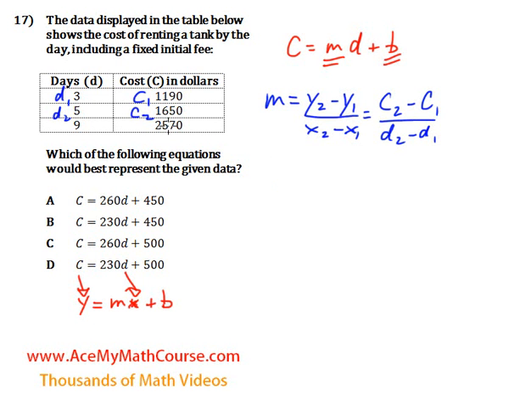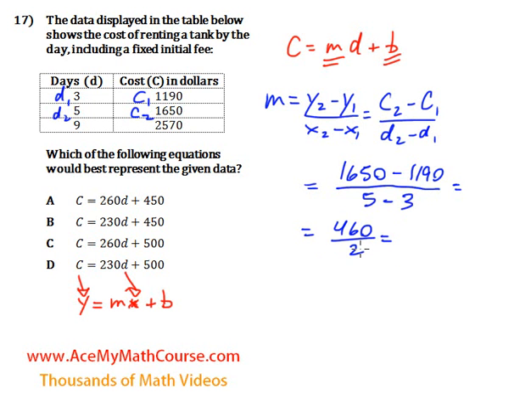Okay, so c2 is 1650, so I'm just plugging 1650 into here, minus c1, which is 1190, all over d2, which is 5, minus d1, which is 3. So 1650 minus 1190 is 460. 5 minus 3 is 2. 460 over 2 is 230. So that is essentially the slope of the line.